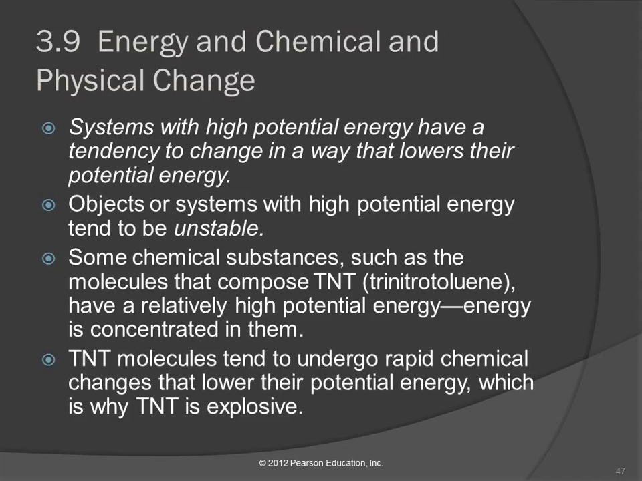Chemical substances have potential energy. Some of them have tremendous potential energy. The higher the potential energy of a chemical substance, the more unstable it tends to be. Think of TNT, trinitrotoluene. That's probably why we call it TNT, dynamite, right? It has a relatively high potential energy, and it's unstable. You give it a spark, and it's going to release that potential energy and change in a way that will reduce its potential energy. So TNT molecules tend to undergo rapid chemical changes to lower the potential energy. TNT is explosive. Gasoline has a tremendous amount of potential energy, stored chemical energy. Gasoline is unstable.